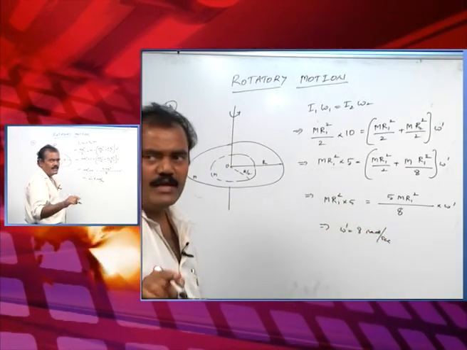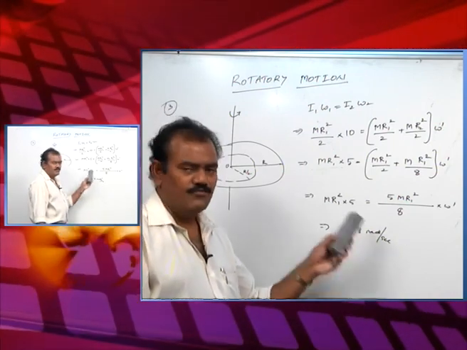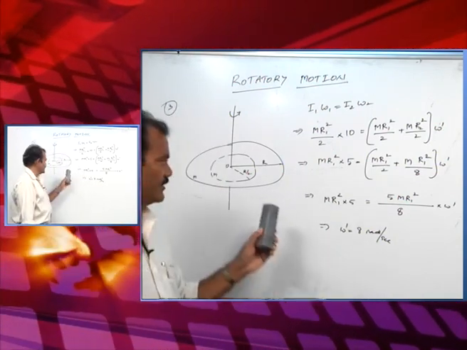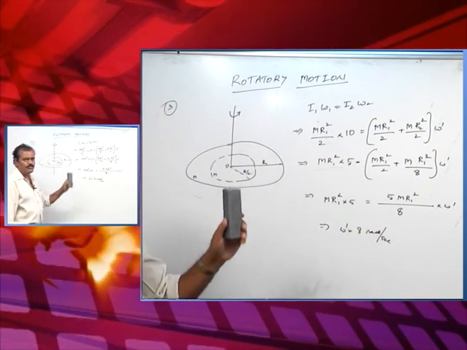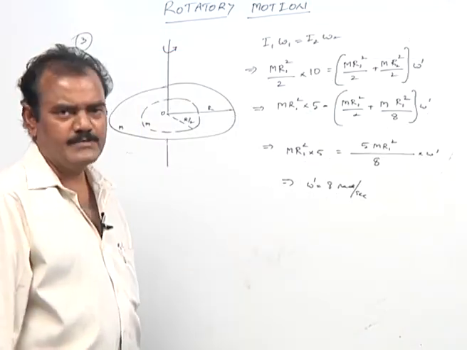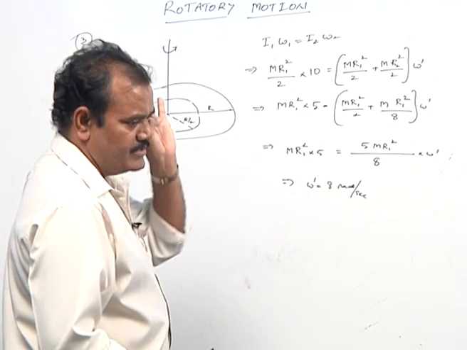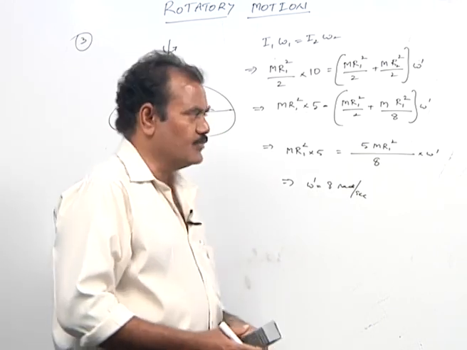This is the common angular velocity. With that common angular velocity, these two disks rotate together. Omega dash is equal to 8 radians per second. That's all. This is a simple application of the conservation of angular momentum. Now we are coming to the fourth problem.